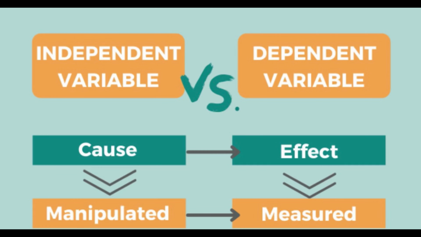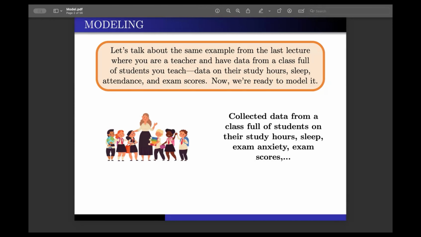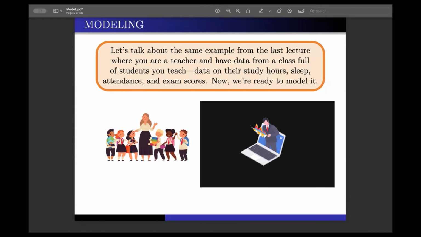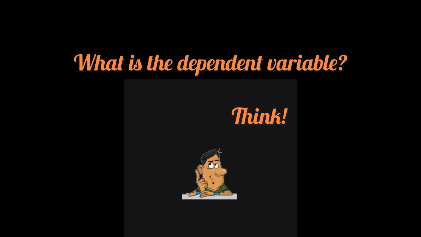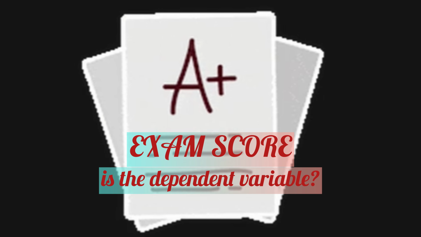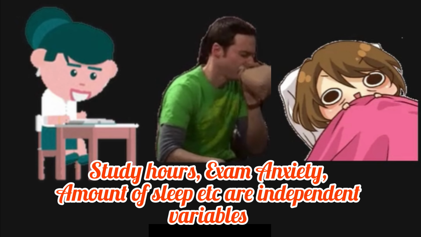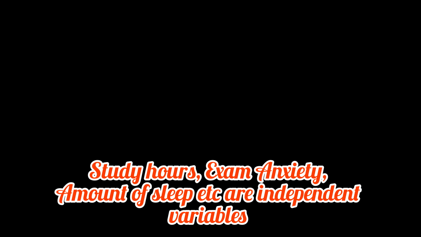Using the same example from the last video, imagine you are a teacher and you have a data set from a class full of students you teach. Let's say the data contains the students' study hours, sleep hours, attendance, exam scores, if they had exam anxiety during exam time, and so on and so forth. So the first job is to identify the dependent variable, and the exam score would be treated as the dependent variable. And all the other variables present in the data set are independent variables.